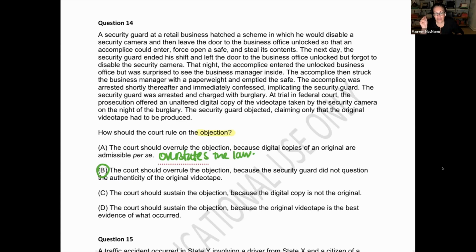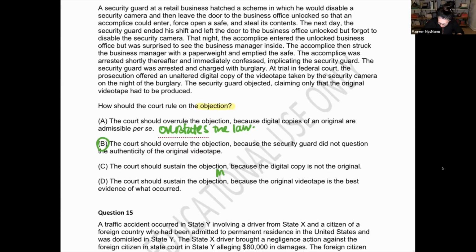C, the court should sustain the objection because a digital copy is not the original. That's not true. A digital copy can qualify as an original. And D, the court should sustain the objection because the original videotape is the best evidence. We don't need the best evidence. It just needs to satisfy the best evidence rule. Its authenticity hasn't been questioned and the copy can count as an original. So I would say this mischaracterizes the facts again, and it doesn't need to be the best evidence.